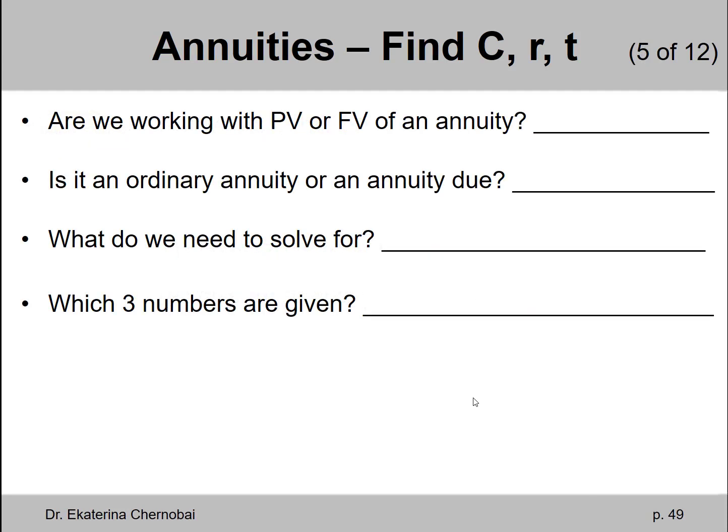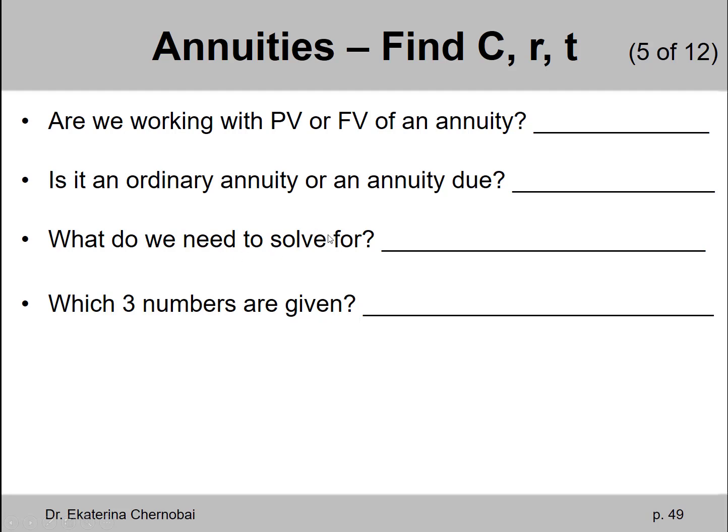I would say for problems like this, don't rush into trying to use a calculator and solving for something. I would say first answer these 4 questions. First, probably the most important one: are we working with the present value or the future value of an annuity? Which one is known? The second one, is it an ordinary annuity or an annuity due? Then what are we asked to solve for?